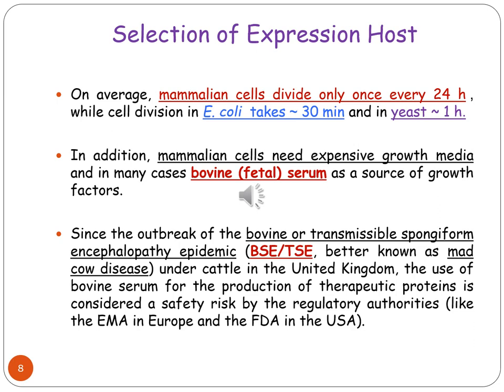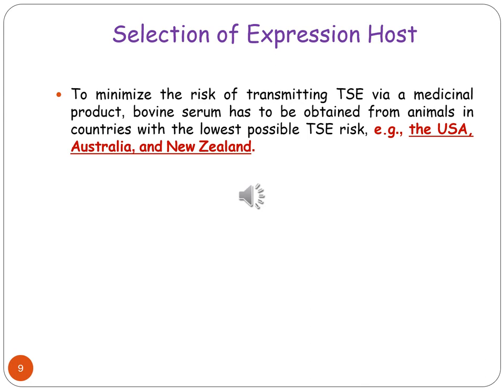So now biotechnology companies try not to use bovine serum for all the issues that it has. They try to create their own defined media. They add all the growth factors needed, all the vitamins and any other components that we need for mammalian cell growth. So as we said before, we can buy the serum from certain countries with the lowest possible TSE risk or the lowest possible mad cow disease risk, such as the USA, Australia, and New Zealand.